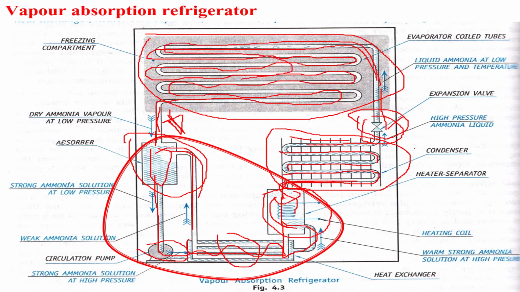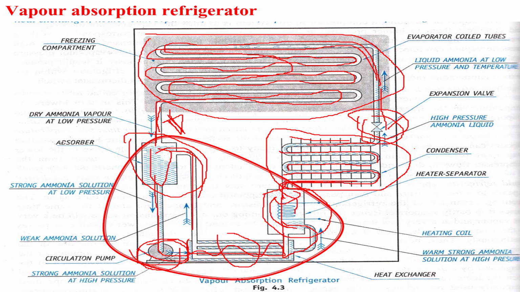The only point here is we replace the compressor, because the compressor consumes more power, number one. Number two, it makes more noise. So in place of that, we use a small pump. So here noise is reduced, and power consumption is also reduced. And the refrigerant here is ammonia.